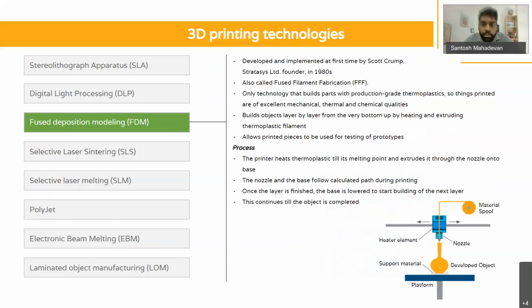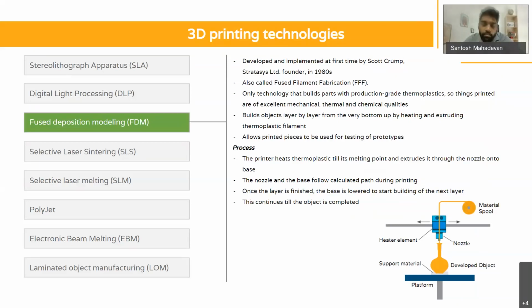Fused deposition modeling is significantly the most popular 3D printing technique used across the entire world. It was developed by Mr. Scott Crump, and he founded a company by the name Stratasys in the 1980s. Scott Crump and his company owned the patent rights for fused deposition modeling until the year 2000.